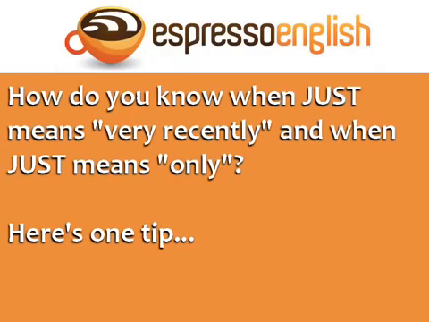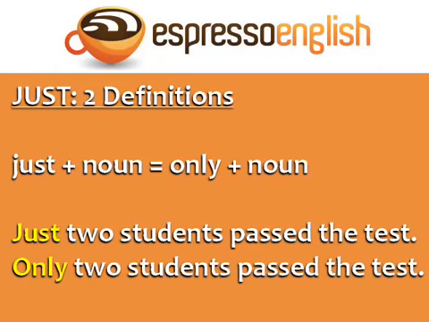So, how do you know when just means very recently and when just means only? Here's one tip. Just plus noun is the same as only plus noun. Just 2 students passed the test. Only 2 students passed the test. Students is a noun, so these 2 sentences are the same.